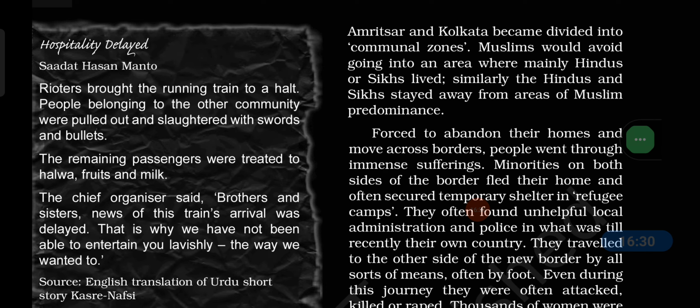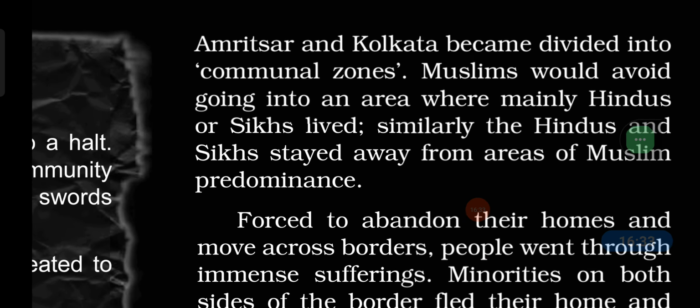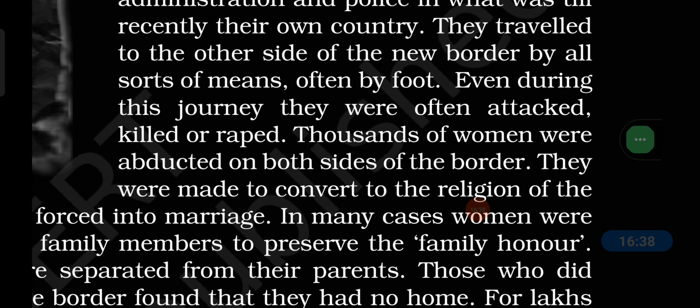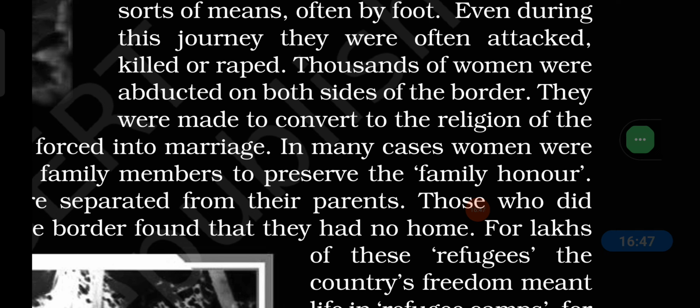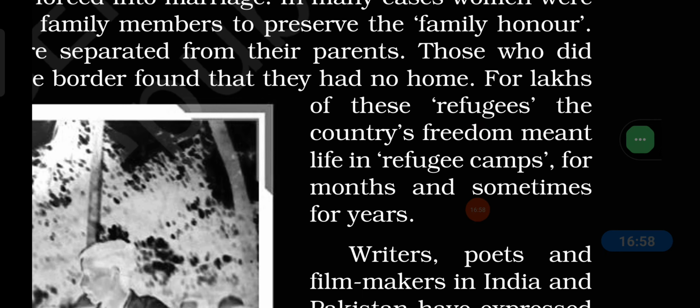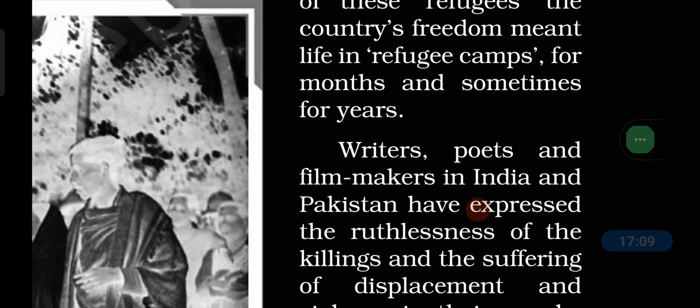Most of the people and most of the things were divided into two parts, and thousands of women were abducted on both sides of the border. They were made to convert their religion and forced into marriage. In many cases, women were killed by family members to preserve the family honor, or separated from their parents. Those who did not cross the border found they had no home; they are also known as refugees.